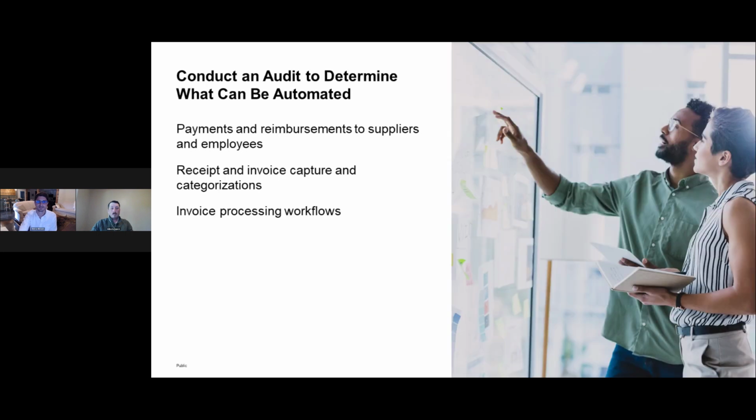All right. So there are several things that provide opportunity for automation. Pick one or all of them. And here are just a few to get you thinking. Payments and reimbursements to suppliers and employees. Receipt and invoice capture and categorizations. Invoice processing workflows. And Bobby, when you look at these three, what do you think about how to get started?